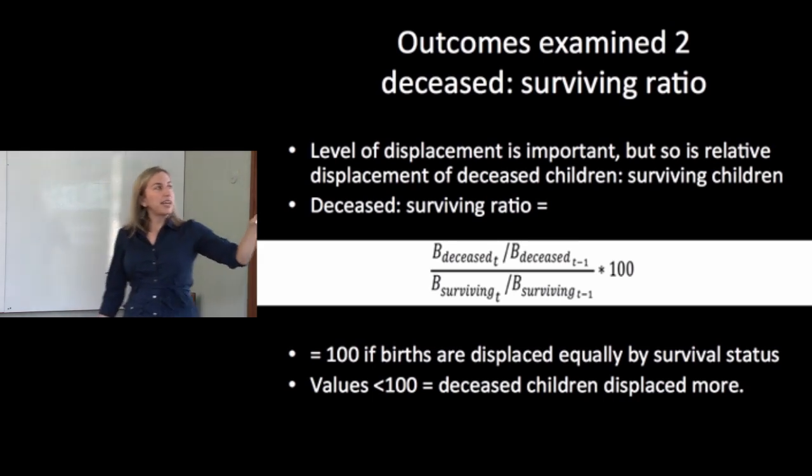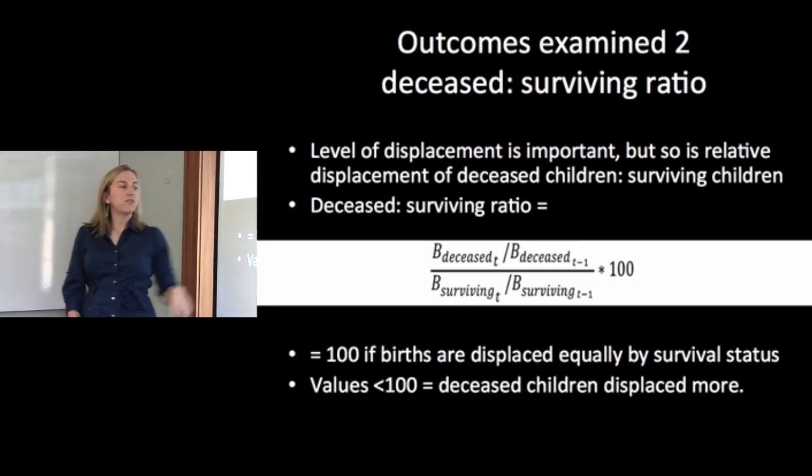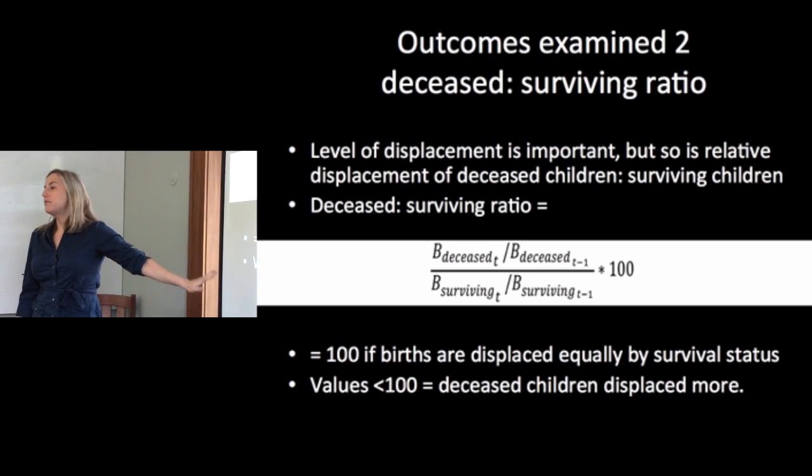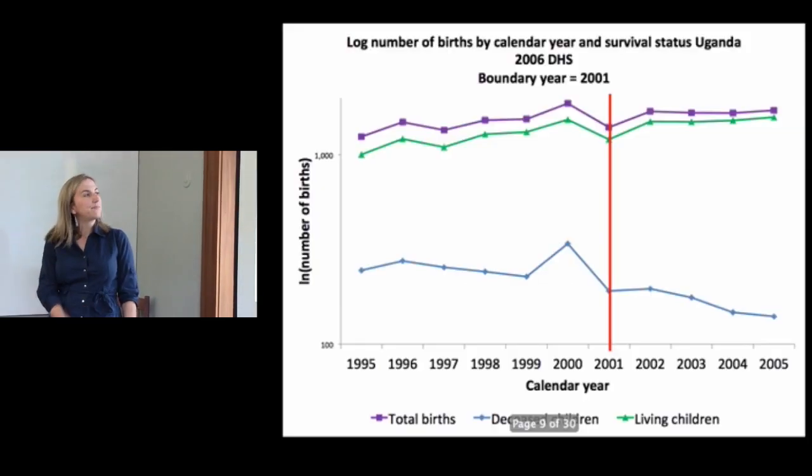So I'm basically just taking the ratio of two ratios, the boundary ratio for deceased kids over living kids. And again, values much less than 100 indicate more severe displacement of dead kids.